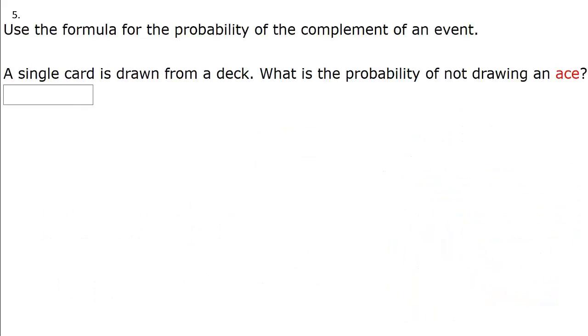Number 5. Use the formula for the probability of the complement of an event. Same instructions as the previous problem. A single card is drawn from a deck. What is the probability of not drawing an ace? Well, remember, there are 52 cards in the deck. There are 48 cards that are not aces and 4 cards that are aces.